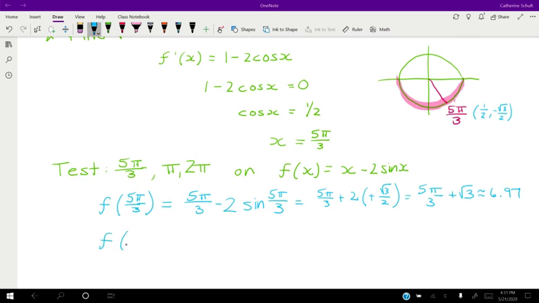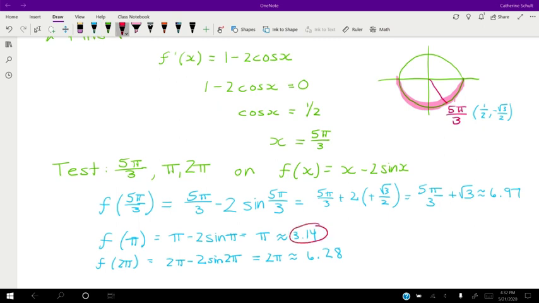All right, so there's your critical number. Let's look at your endpoints. Let's test pi. So pi minus 2 sine pi, and sine of pi is 0. So we're just looking at pi, which again is about 3.14. And then finally we'll test the other endpoint, 2 pi. So 2 pi minus 2 sine of 2 pi. Sine of 2 pi is 0, so we're just left with 2 pi, which is about 6.28.